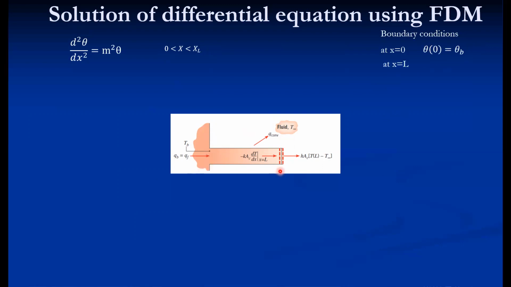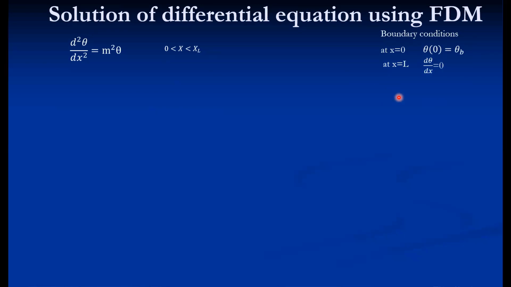Then at x is equal to L, the conduction part is equal to 0. Suppose the fin tip is insulated, so there is no conduction from this surface. Or we can say k dT by dx is equal to 0, so dT by dx is equal to 0. Consequently, d theta by dx is also equal to 0. So that boundary condition you have already done. Now we have to solve this particular equation using these two boundary conditions.